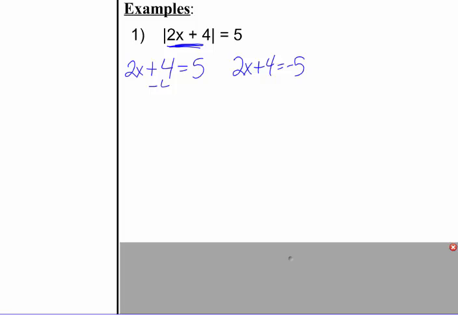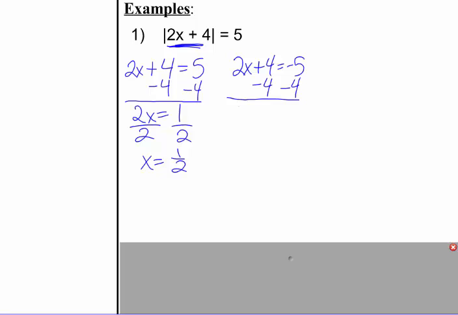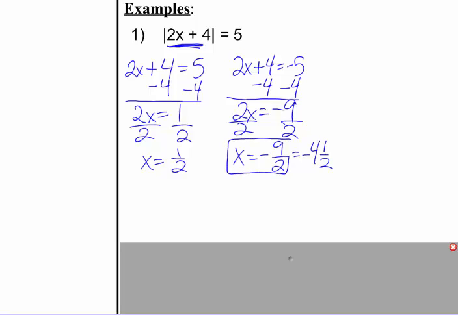So for the one on the left, we subtract 4 from both sides. 2x is equal to 1. Divide by 2 on both sides. x is equal to 1/2. So that's one possible solution. Now we solve the next one. Same process. Subtract 4 from both sides. 2x equals negative 9. It's a negative 5 and a minus 4, so that gives us a negative 9. Divide both sides by 2. x equals negative 9/2, or you could look at that as negative 4.5. Either one will be accepted. So these are our two possible solutions.